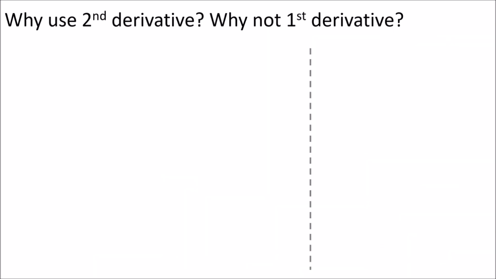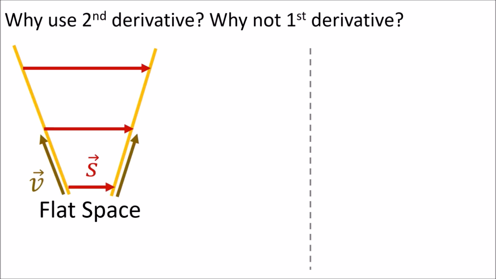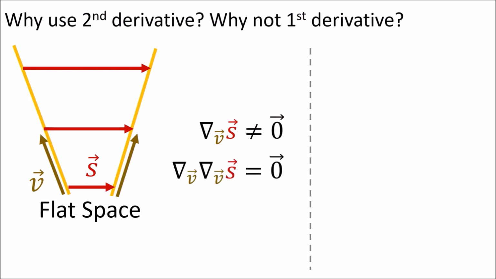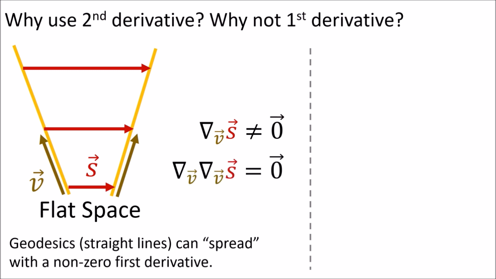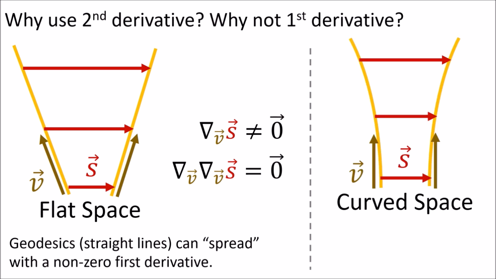Now you might be asking why I'm using the second derivative of the separation vector instead of the first derivative. And the answer is that it's possible for geodesics in flat space, which are straight lines, to spread apart at a constant rate, meaning the first derivative of s is non-zero. However, the second derivative of s will always be 0 for geodesics in flat space. In curved space, geodesics can accelerate toward each other or accelerate apart, so the second derivative can be non-zero.